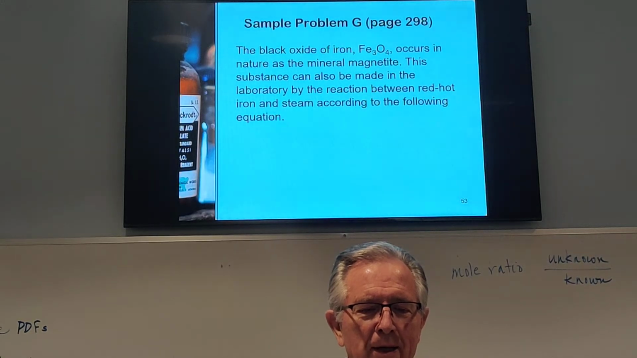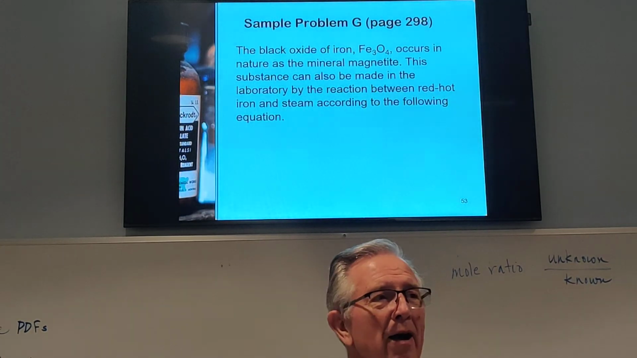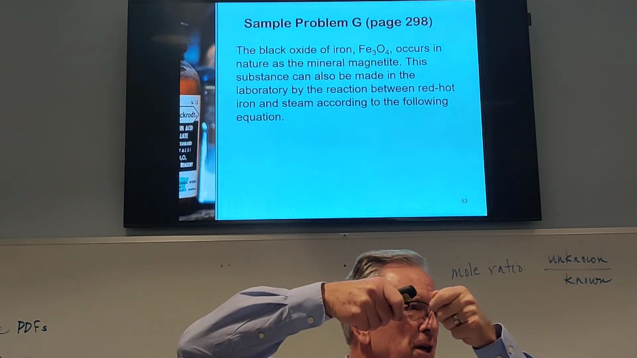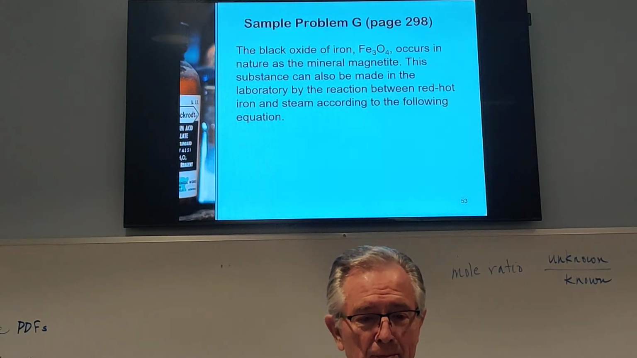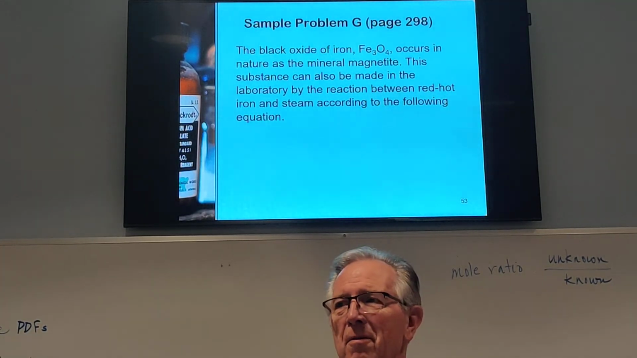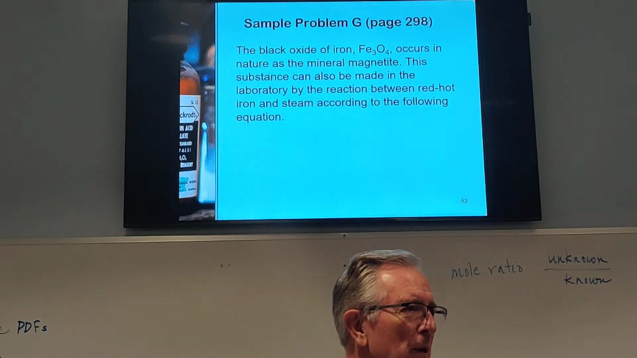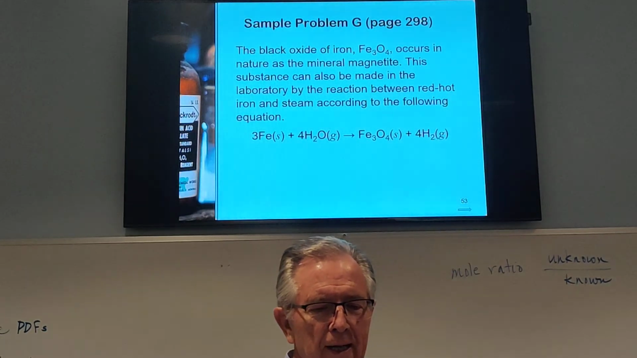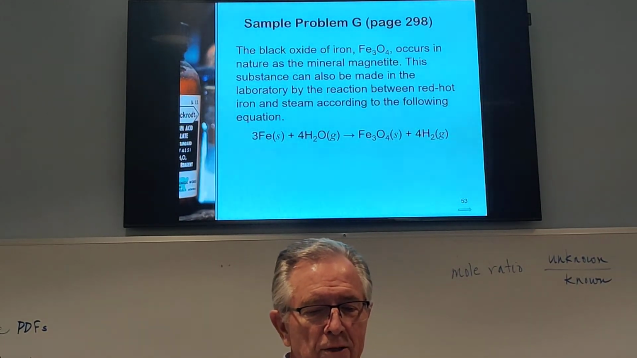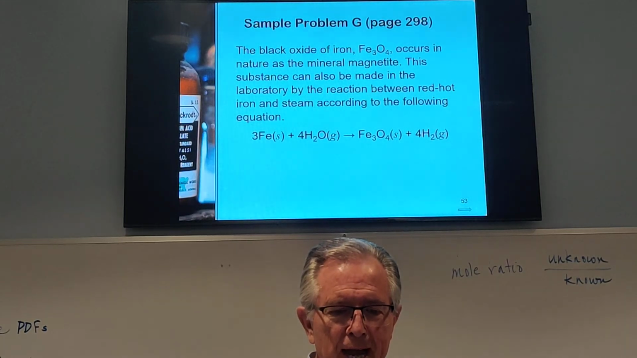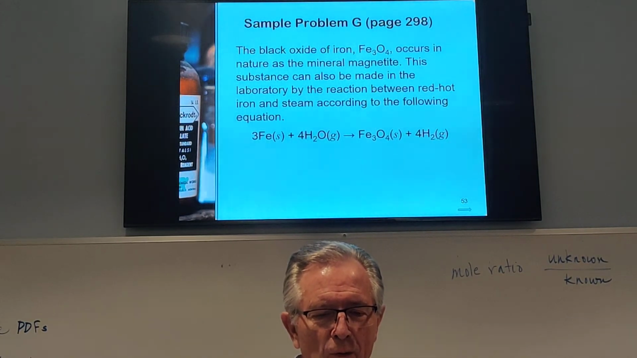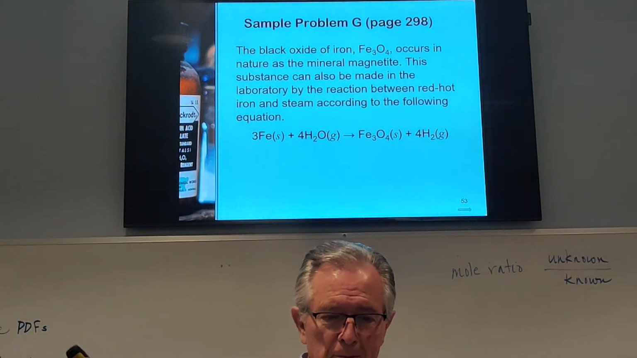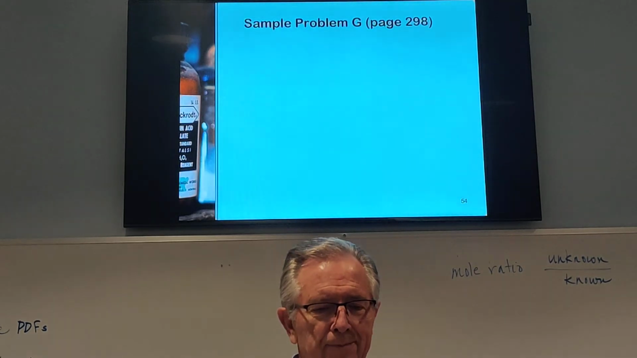This substance can also be made in a laboratory in a reaction between red hot iron and steam. If you heat iron up until it's red hot and you blow steam onto it, you can make black iron oxide. If you've ever seen metal bolts that are black on the outside, that's how they make them. So here we have 3 Fe plus 4 H2O as steam. That's why it says gas. Forms Fe3O4 plus 4 H2O. It's a balanced equation because it has coefficients, so we can assume that it is. Okay, now, how do we know that?